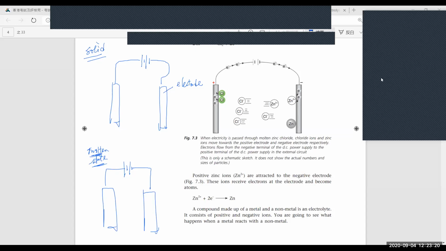I'll try. So for solid, when lead bromide is in the solid state, the particles are held in a fixed position, so they cannot move freely. Okay, they are held in a fixed position, right? What particles? Lead and bromine. The ions, right? The ions. So we have got two ions, lead ions and bromide ions.